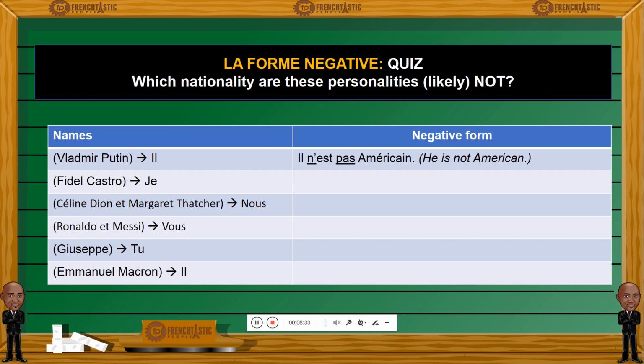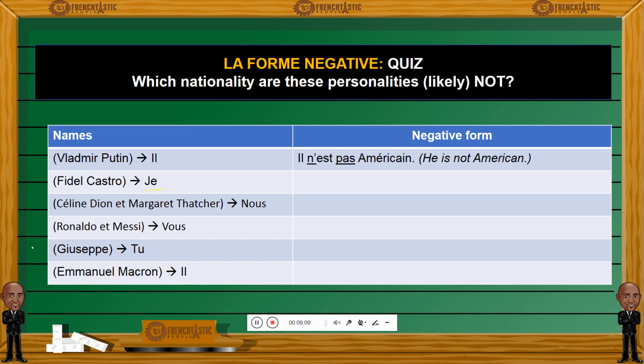How about Fidel Castro? What would you say? We all know that Fidel Castro was Cuban, so pick any other nationality and say that Fidel Castro was not. But look at the subject that I'm giving you here. This time, instead of il, I'm using je. So here we have someone speaking in the voice of Fidel Castro saying, I am not, and just use whatever nationality that you want, but not Cuban. So, je, in the negative form.